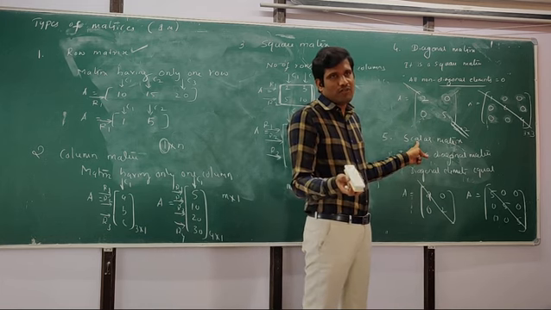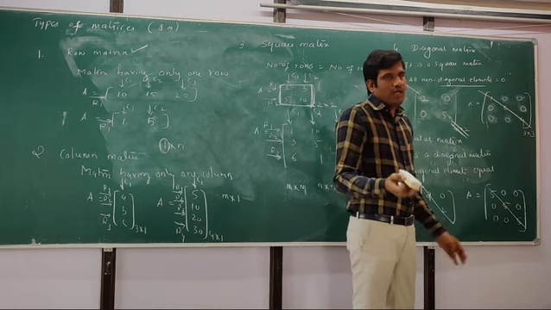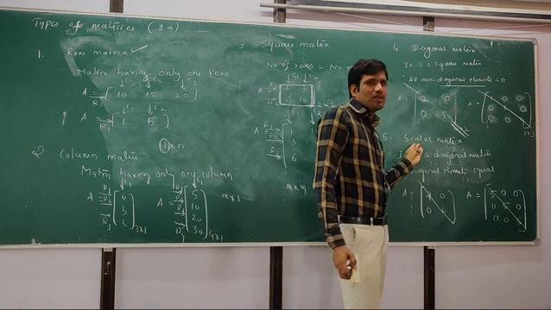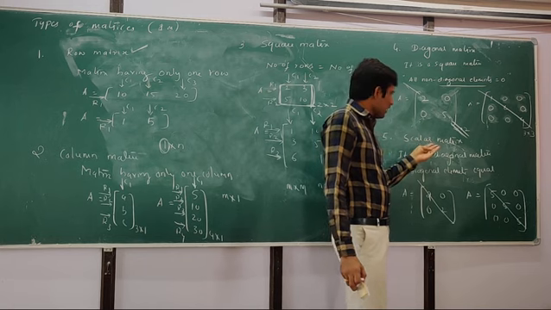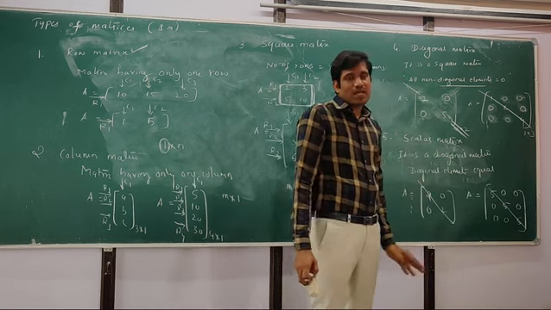A scalar matrix is a special type of diagonal matrix. In a diagonal matrix, the diagonal elements may or may not be equal. If all the diagonal elements are equal, then this diagonal element is called a scalar, and the diagonal matrix is called a scalar matrix. Right? So a scalar matrix is a special type of diagonal matrix where all diagonal elements are equal.